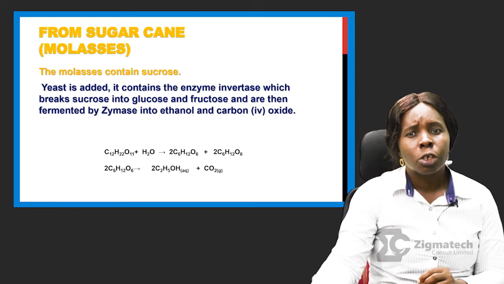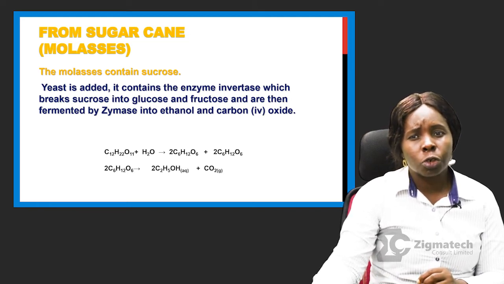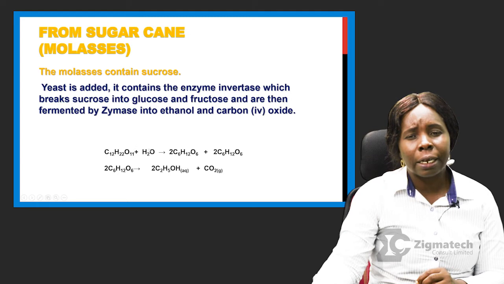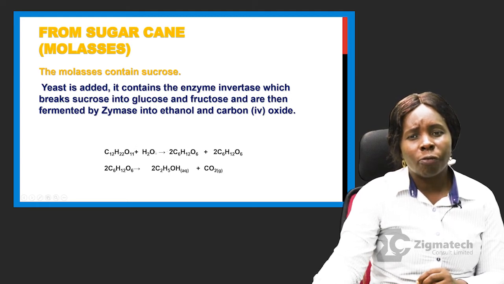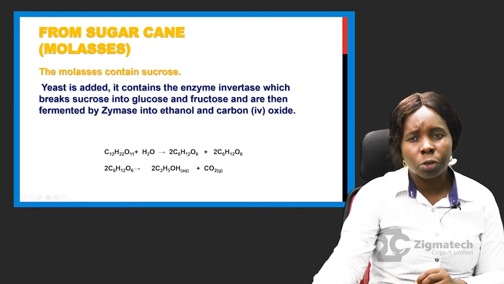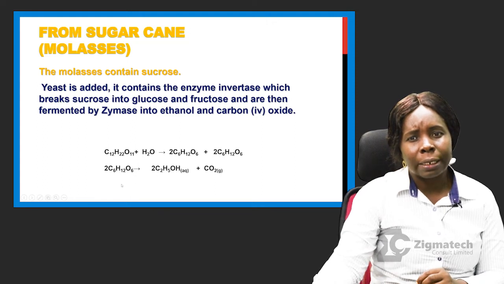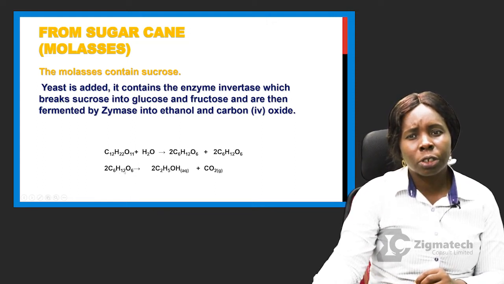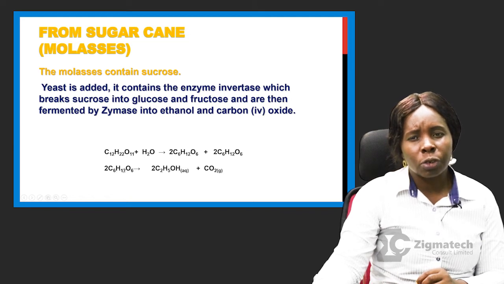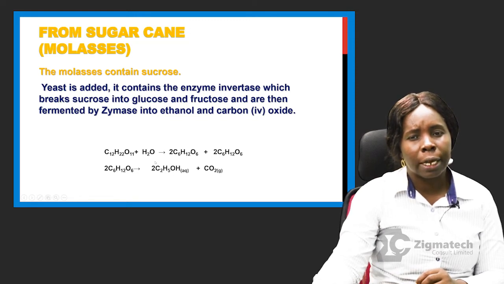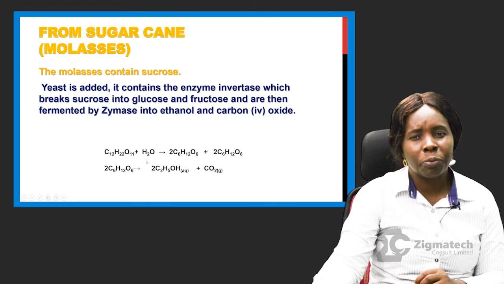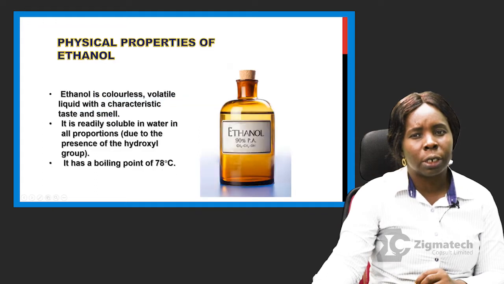Invertase converts sucrose to glucose and fructose. It's still hydrolysis. Finally, the zymase will convert both the glucose and the fructose to ethanol and carbon(IV) oxide. These are the methods of preparation of ethanol industrially.